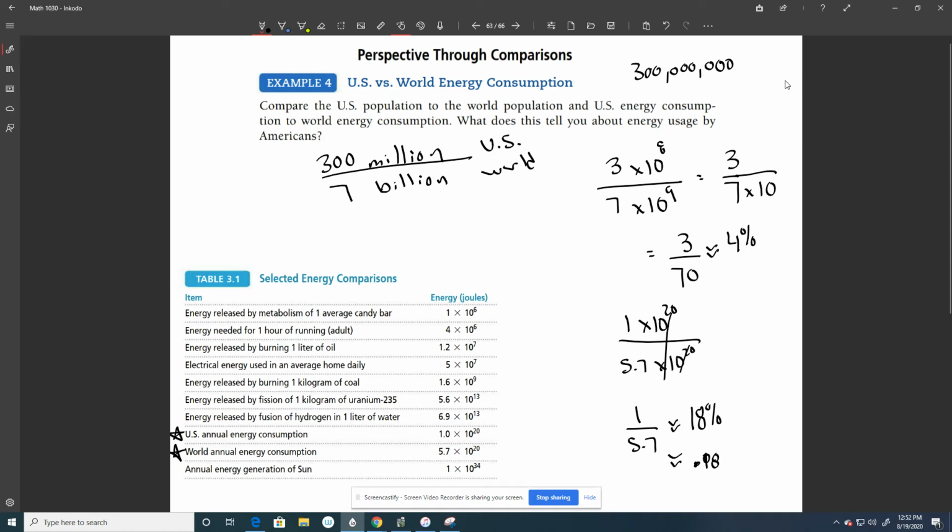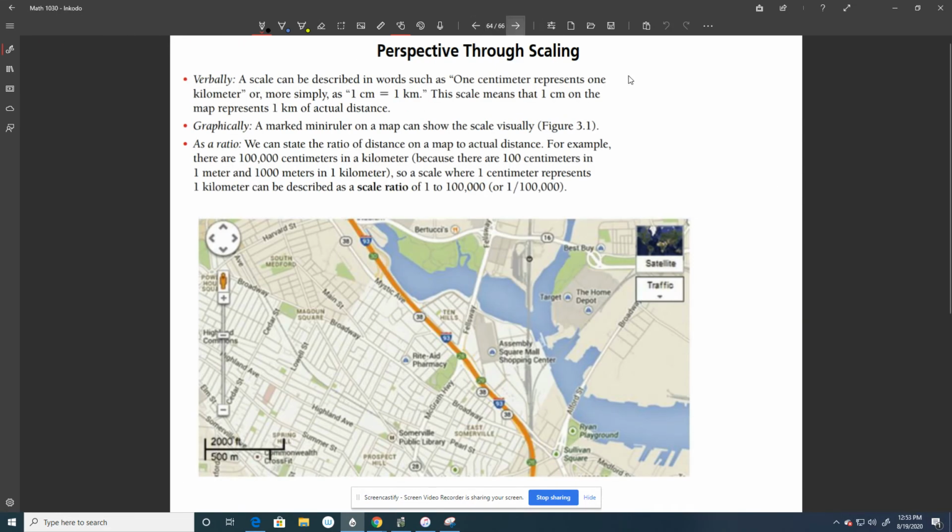So we only make up 4% of the population, but we use almost 20% of the energy that gets used in the world. And that's a pretty big contradiction there. We're clearly using more than average because our population is smaller than the energy that we use, okay? So that's one way that we can compare or get a perspective of numbers, is to compare one number to another number. Another way that we do that is through scaling. And we do this a couple of different ways. A lot of times the first thing you think of is on a map.